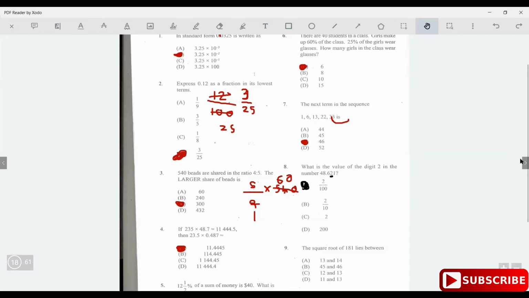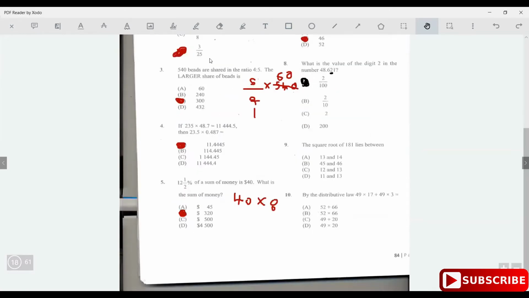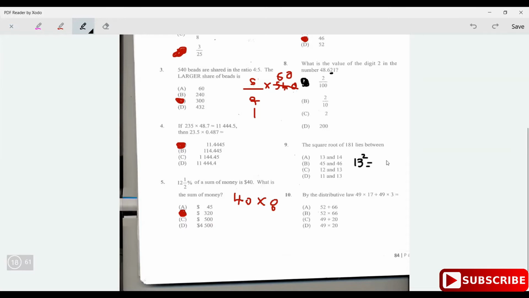Question 9. The square root of 181 lies between... Now, we should all know that the square root of 169 is 13, right? So write this down. We know that 13 squared is 169. And guess what else we know? We know that 14 squared is 196. And so the square root of 181 will be between 13 and 14. That is option A. Easy question.